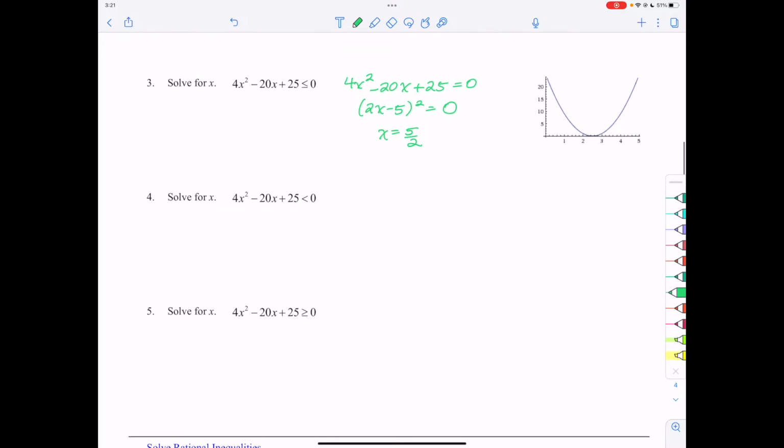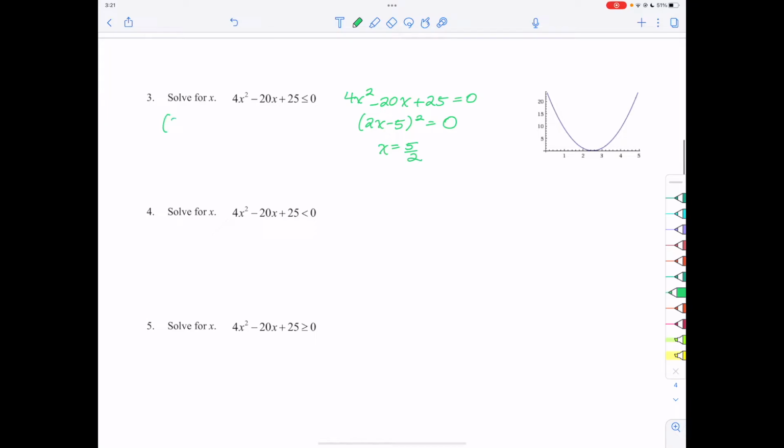Well, we know that if we have (2x - 5) all squared is less than or equal to 0, looking at this, you know that this can never be less than 0 when we square. It can only be equal to 0. So our solution is just 5/2. We just have 1 point for our solution.